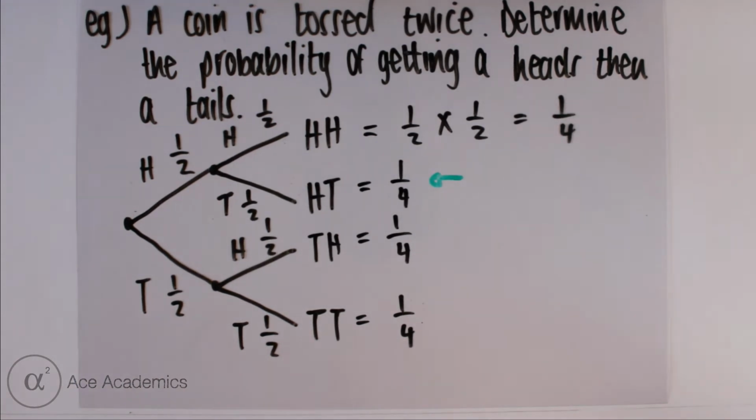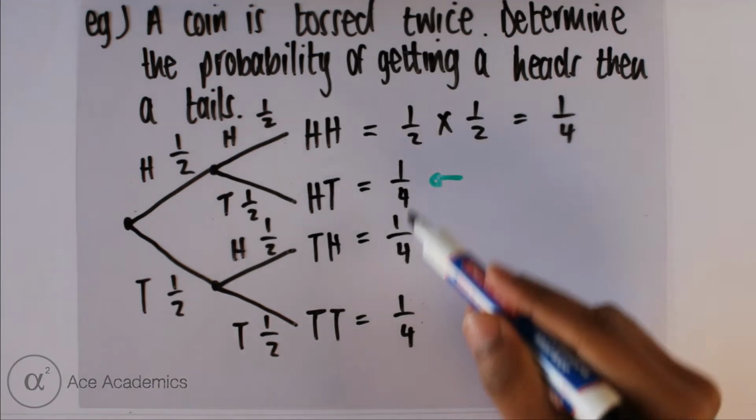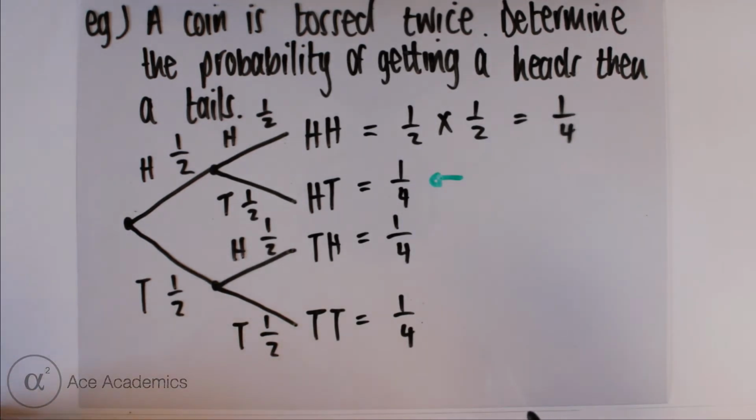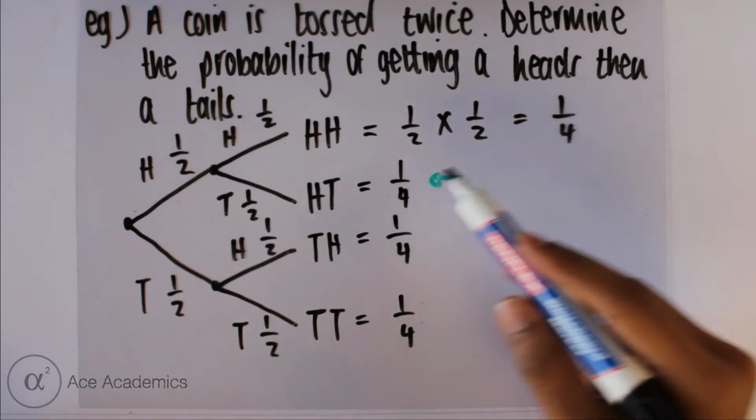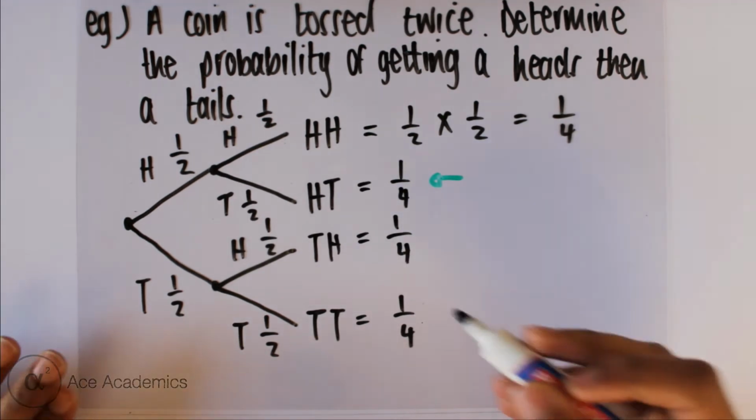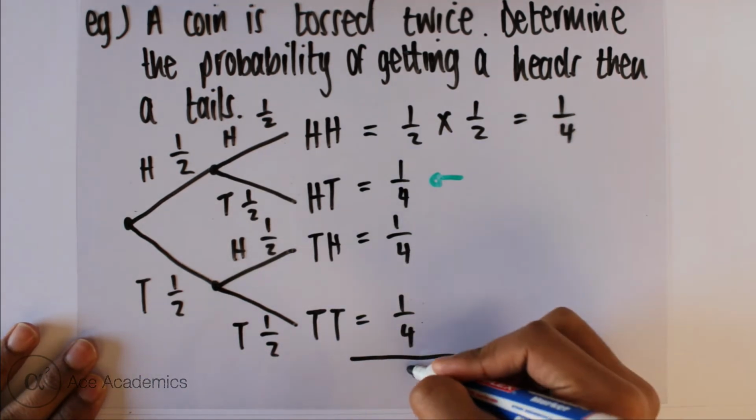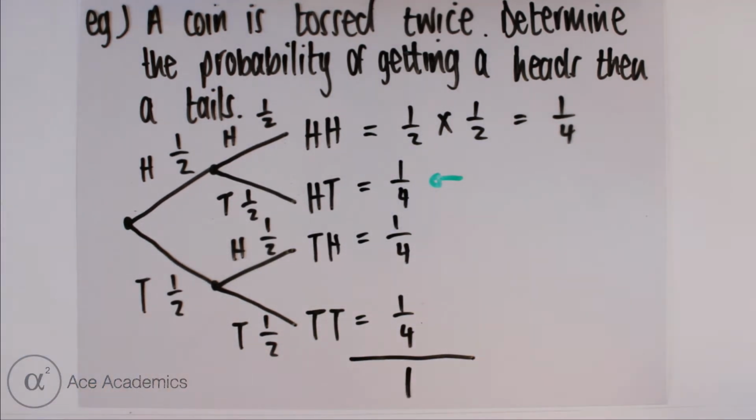Now, the last part of our rule said we must multiply across and add going downwards. In a tree diagram, when we add all the probabilities together, they should add up to 1. And that's one way of verifying that your tree diagram is correct. So a quarter plus a quarter plus a quarter plus a quarter is simply equal to 1. Now let's look at a more complicated example of a tree diagram.